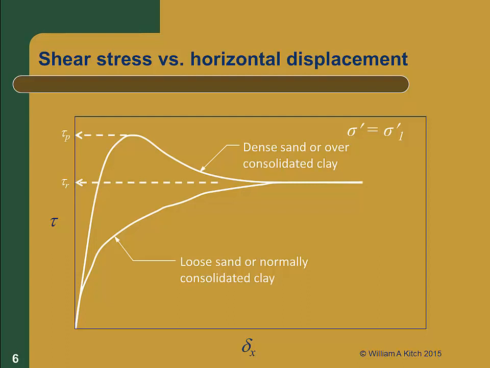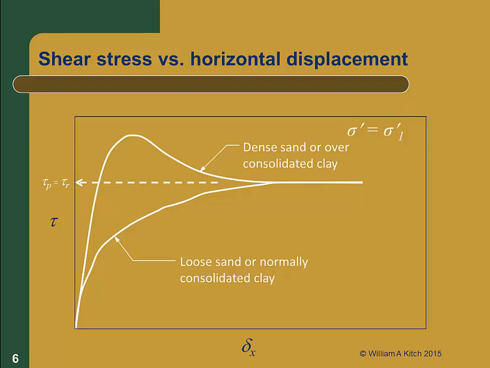tested in both a dense and a loose state at the same normal stress. In this case, the peak strength of the loose sand will be equal to the residual strength of the dense sand. In both cases, the soil will reach the same equilibrium state at large displacements, because both tests were performed on the same material at the same normal stress.